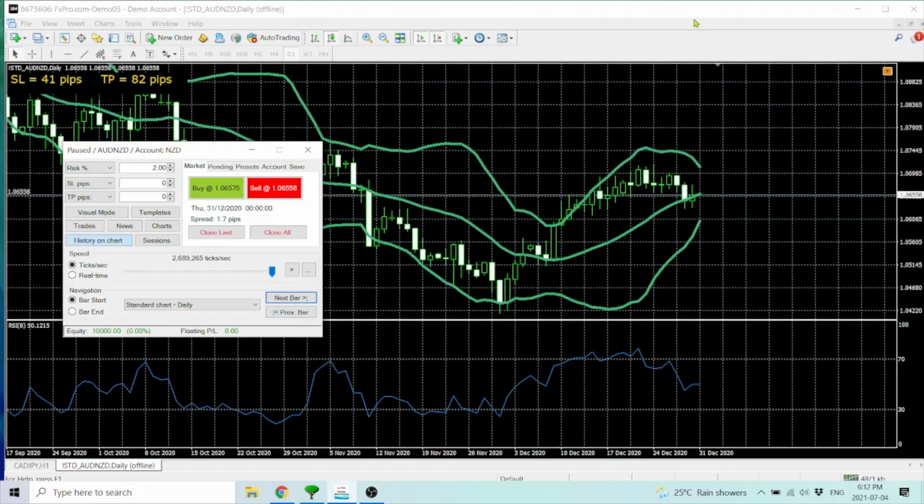I'm going to give you a trading strategy right now. All right, everybody, let's get started. Australia, New Zealand dollar, and it is January 1st, 2021. Let's go.